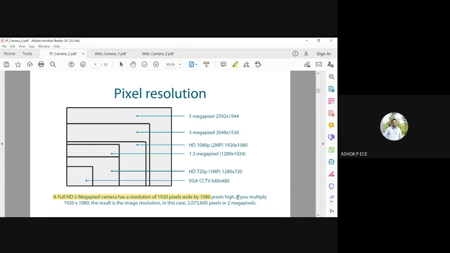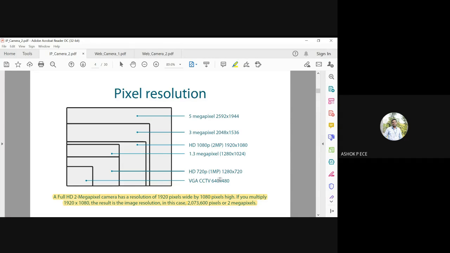See, a full HD, is this the standard size? 1920 cross 1080 pixels. If you multiply this, the resultant image resolution is 2073600, which is approximately 2 megapixel. So it will not be exactly 2 megapixel, but it will be slightly higher. We round it up, approximately saying it is slightly more than 2 megapixel.